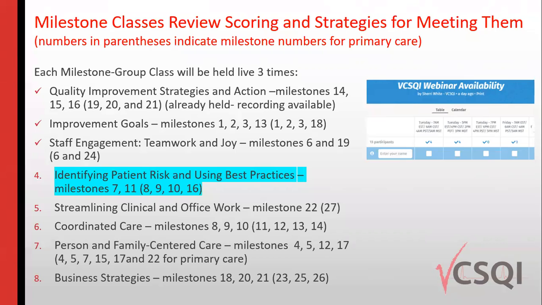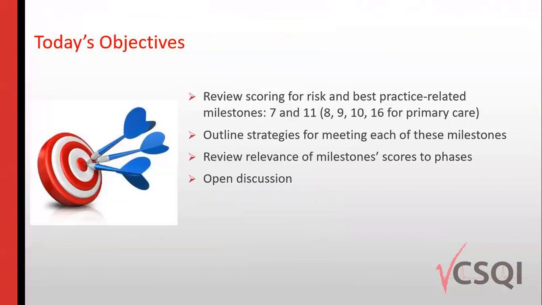And as you see, after this week, we have 4 more over the course of the next month. So today's objectives are to review the scoring for risk and best practice related milestones. We'll outline strategies for meeting each of these milestones and review the relevance of the milestone scores to phases. And then, of course, if you have questions along the way or at the end, we'll be happy to try and address them.